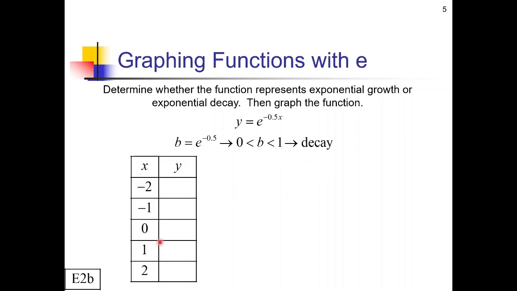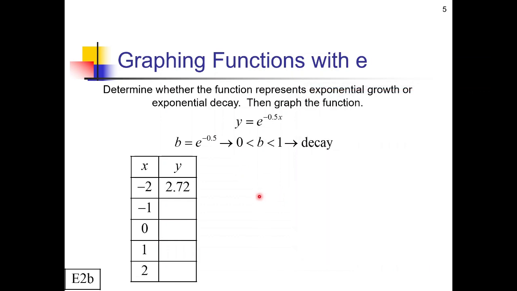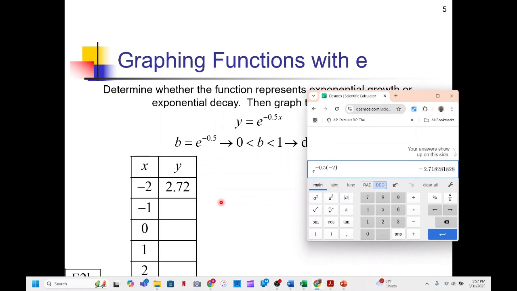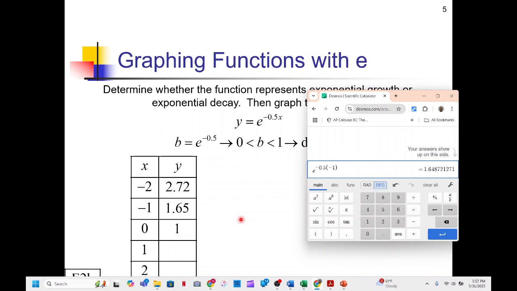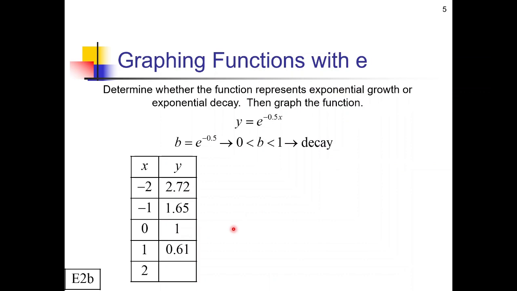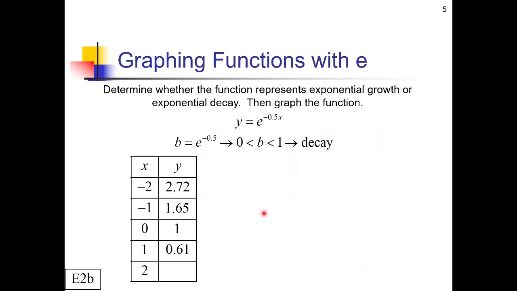So plugging in my same 5 values into this function, let's see here. For x, we've got -2 to start, so about 2.718, basically e. And then we've got -1 getting plugged in. That's about 1.65. And then if you plug in 0, we've just got basically e to the 0, which is just going to be 1. If you plug in 1, we get, again, that value of 0.61. And then finally, plugging in +2 gives us about 0.37.